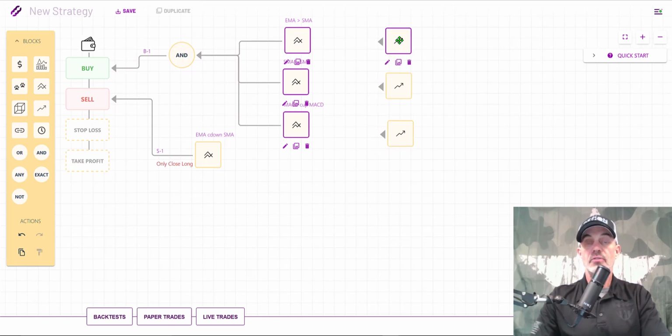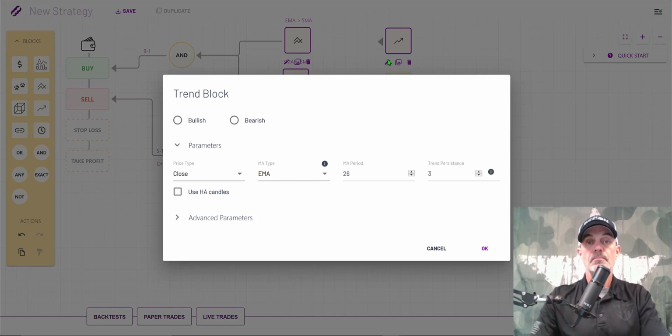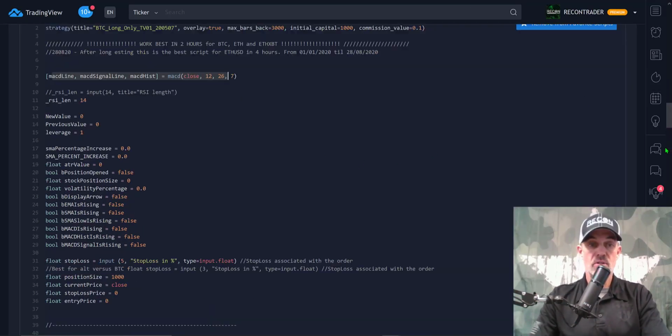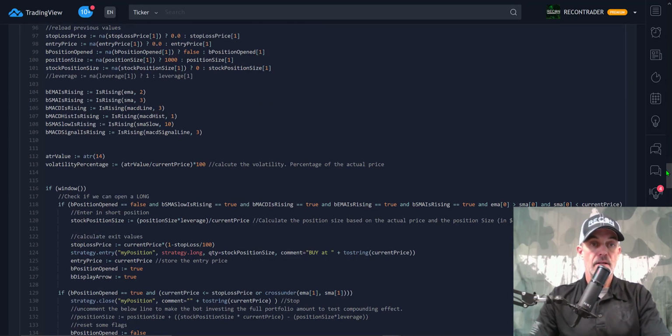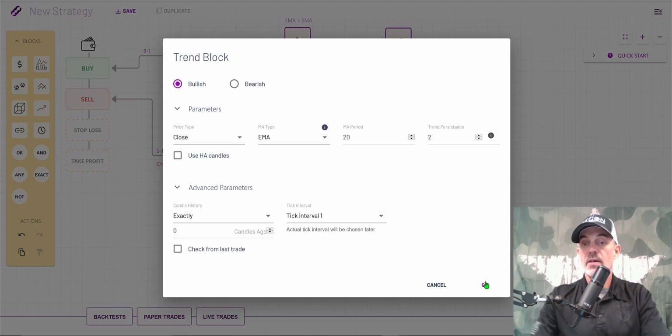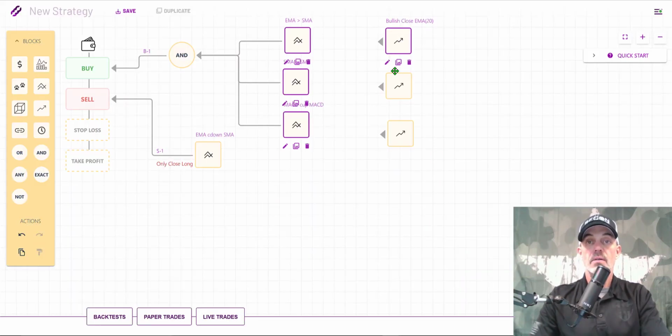Next I need to configure the 3 trend blocks. We'll start with the first one, and the trend we want on this is going to be bullish, and then my parameters are going to be close, EMA 20 as we recall, and last, the trend persistence. I had to look back to the code to see what he was looking for, and it's EMA is rising, EMA 2. And so we drop in a 2. Advanced parameters are already set up. I click OK.